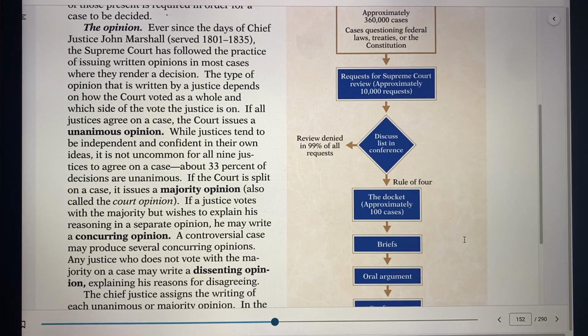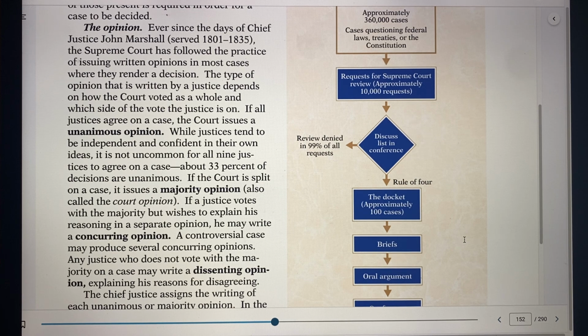The opinion. Okay, let's talk about the opinion. So what's the opinion? Ever since the days of Justice John Marshall, from 1801 to 1835, the Supreme Court has followed the practice of issuing written opinions where they render the decision. So each justice has to write out his opinion. There are four different kinds of opinions that they can put down.